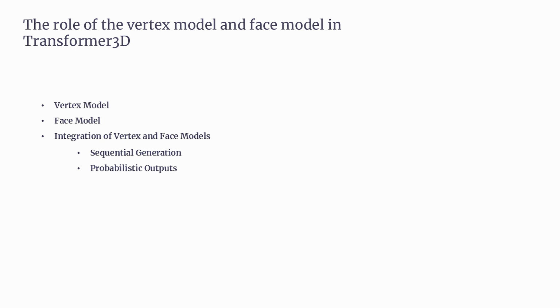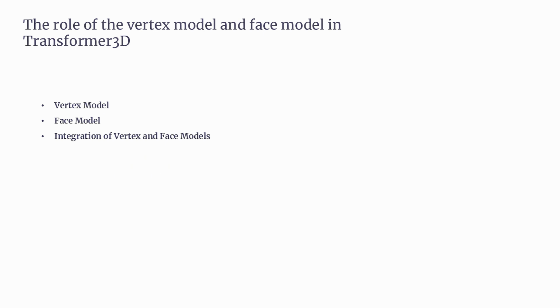2. Probabilistic outputs. Both models work by expressing probabilistic distributions over their outputs. This means that rather than simply generating a single configuration, each model captures the uncertainty and variability in the 3D shape. This is important because there can be many valid ways to connect points or arrange faces for any given set of vertices. The probabilistic approach lets the model explore these possibilities, leading to more flexible and adaptable shape generation.